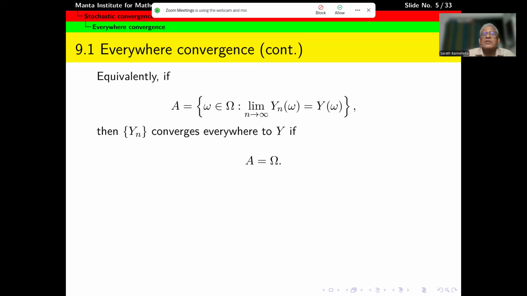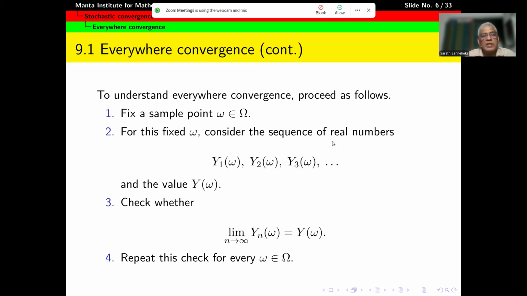Right? So that is actually a very, very strong mode of convergence. Very strong mode of convergence. And usually we don't consider this as a very practical type of convergence because it's very rarely this type of convergence occurs. But we can understand this again. To understand what this really means, let's consider several steps, right?